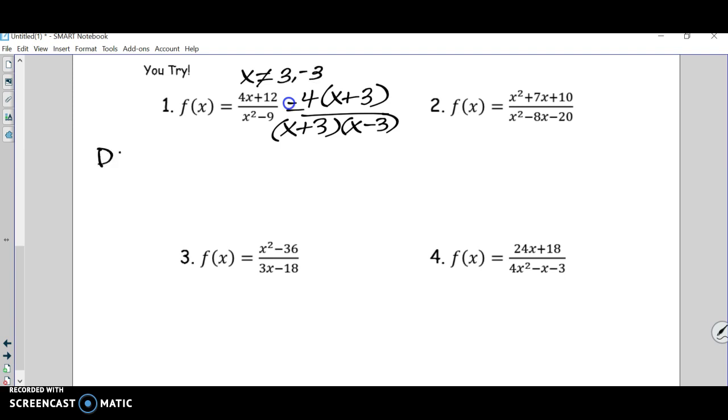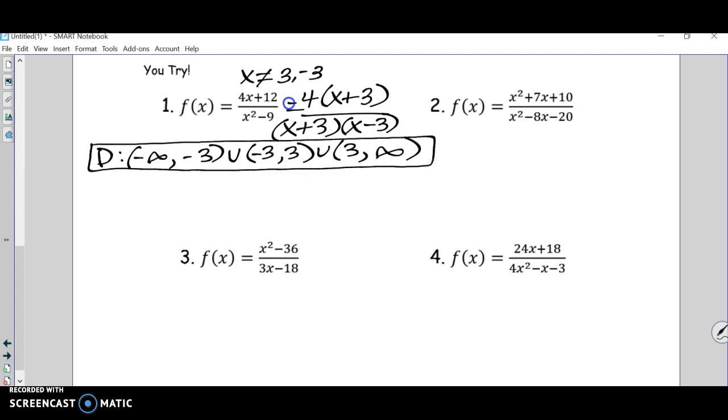So my domain is what? Start with negative infinity. Who do I come to first, negative 3 or 3? Negative 3. And then union negative 3. What's my second stop in my domain train? Negative 3, positive 3. To positive 3. And then union 3. And I can finish up at infinity.